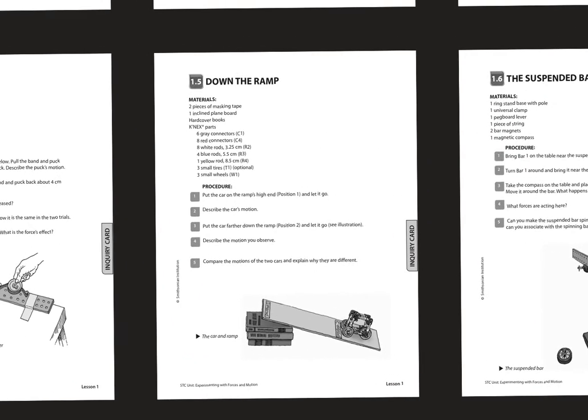1.5 is down the ramp. So you're going to make observations on how the car behaves when you release it from the top versus how you release it from the bottom. So position 1 is at the top, position 2 is at the bottom.